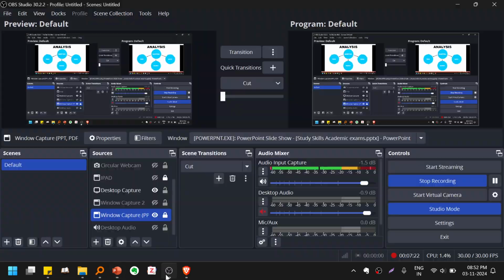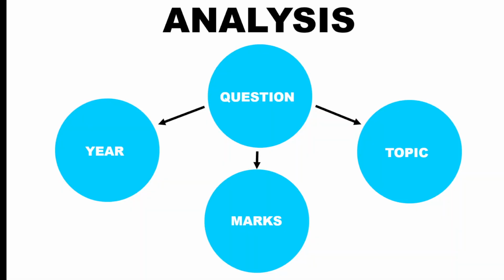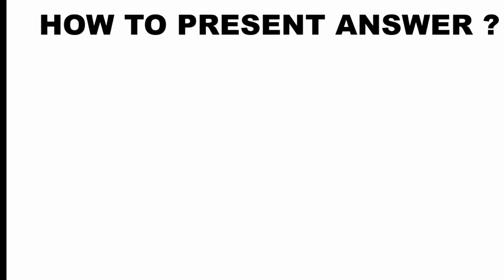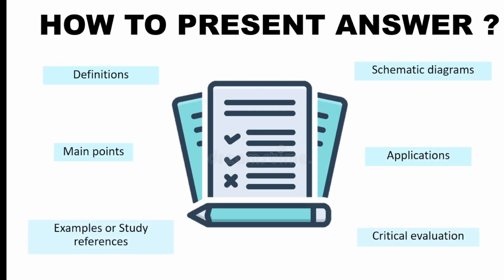One more tip I will give you is about presenting your answers in an exam. For example, you are given a question and you have to answer it. To answer it, you have to cover the following, which is what the examiner is expecting from you: the definition of the topic asked in the question, main points of that topic, any example or study references, any schematic diagram you might have, applications, and critical evaluation. At most, examiners ask this. They don't ask more than that.